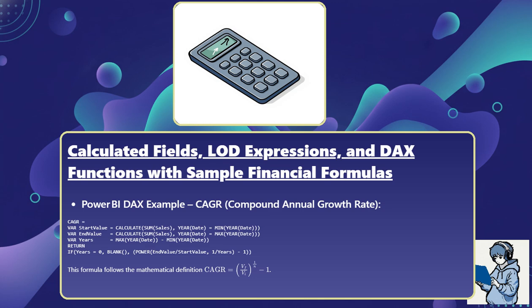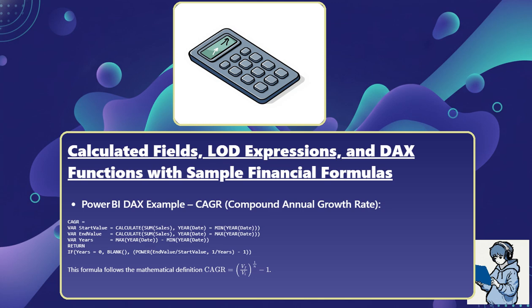Power BI DAX example, CAGR, compound annual growth rate. CAGR equals VAR StartValue equals CALCULATE(SUM of Sales, where YEAR(Date) equals MIN YEAR(Date)). VAR EndValue equals CALCULATE(SUM of Sales, where YEAR(Date) equals MAX YEAR(Date)). VAR Years equals MAX YEAR(Date) minus MIN YEAR(Date). RETURN IF Years equals 0, then BLANK, else (EndValue divided by StartValue) to the power of 1 over Years, minus 1.